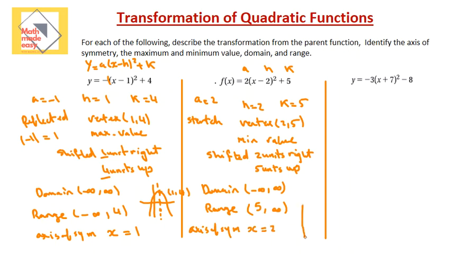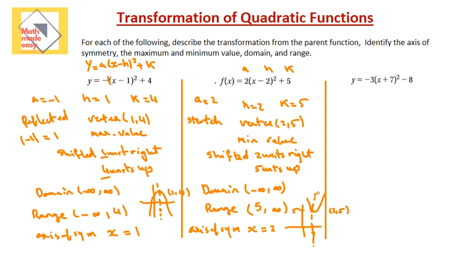If I want to just make a sketch for this parabola, at x equal 2 here, this is going to be my axis of symmetry. At 5, this is going to be the vertex. It looks upwards like that. This is (2, 5). And this is like a sketch for the parabola.